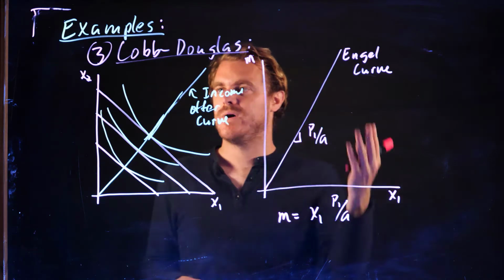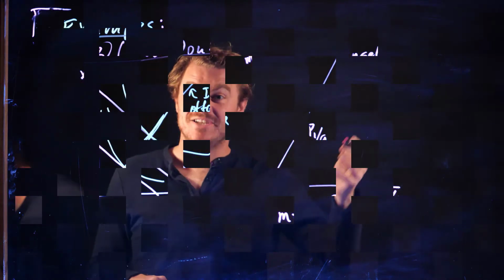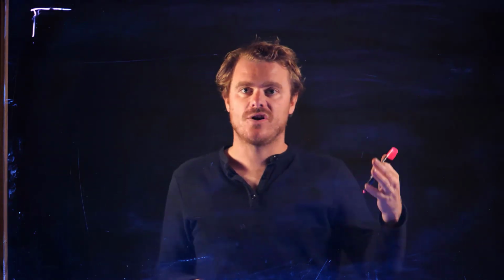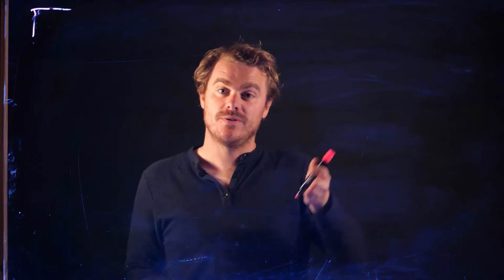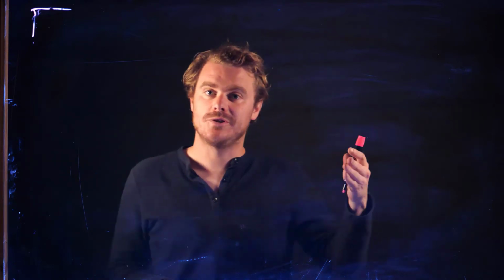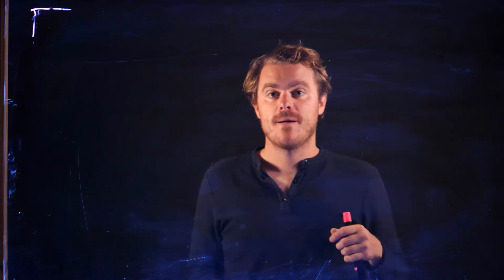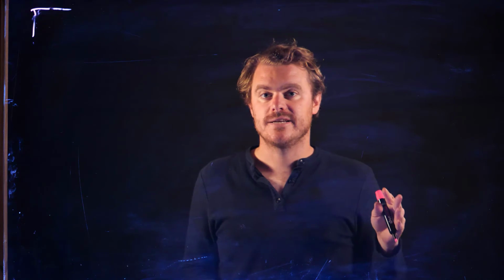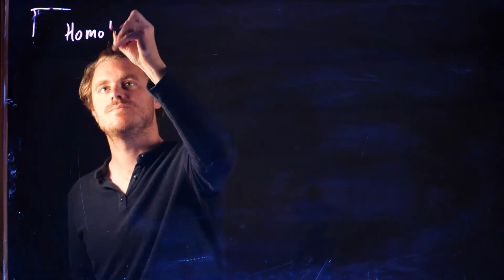All right, so this is what the income offer curve and the Engel curve look like for Cobb-Douglas preferences. The same kind of shape of these Engel curves, these linear rays from the origin with constant slope. The slopes differ depending on which preference you looked at, but the slopes were constant within each kind of preference. But that doesn't always need to be the case. And so those are examples of what we're going to call homothetic preferences.